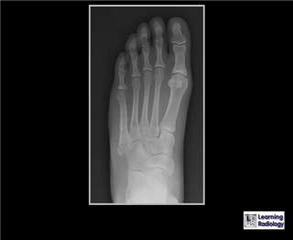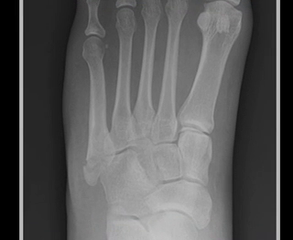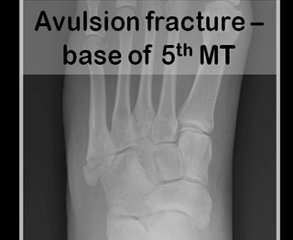Here's a second case. Pause your computer or MP3 player. This patient has an avulsion fracture of the base of the fifth metatarsal.